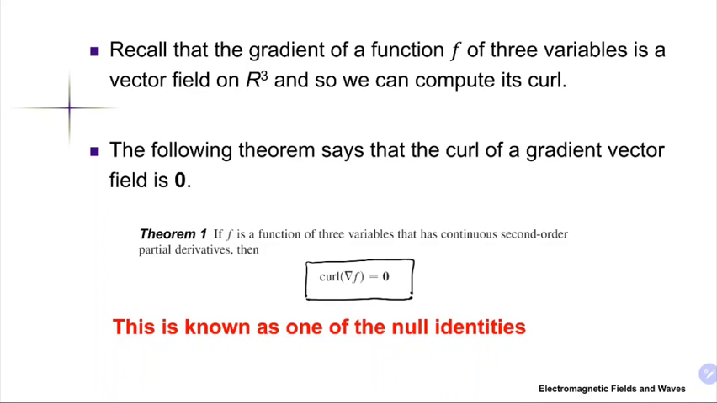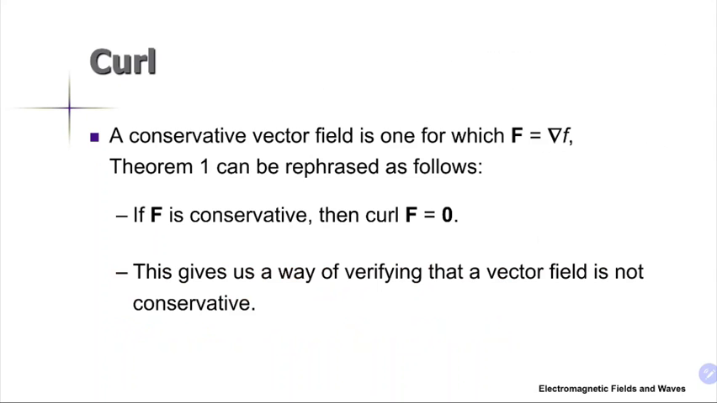The curl of a gradient of a scalar field is equal to 0. We know that the gradient of a scalar field is a vector. So we start off with a scalar function, do a gradient, and we end up with a vector. So for that vector, we can do a curl. By taking the curl of that vector, that has to be equal to 0. Okay, so that's the first theorem.